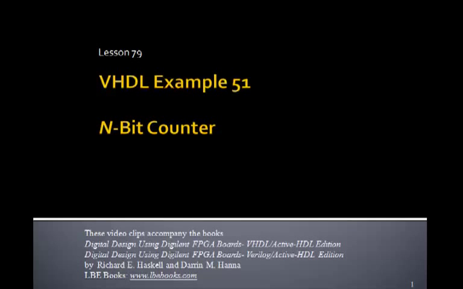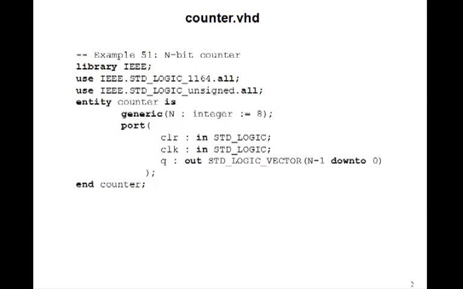This is lesson 79, VHDL example 51. In this example, we'll write a VHDL program for an n-bit counter. This will be a useful program that you should stick in your toolbox so that you can use it anytime you need a counter of any size.